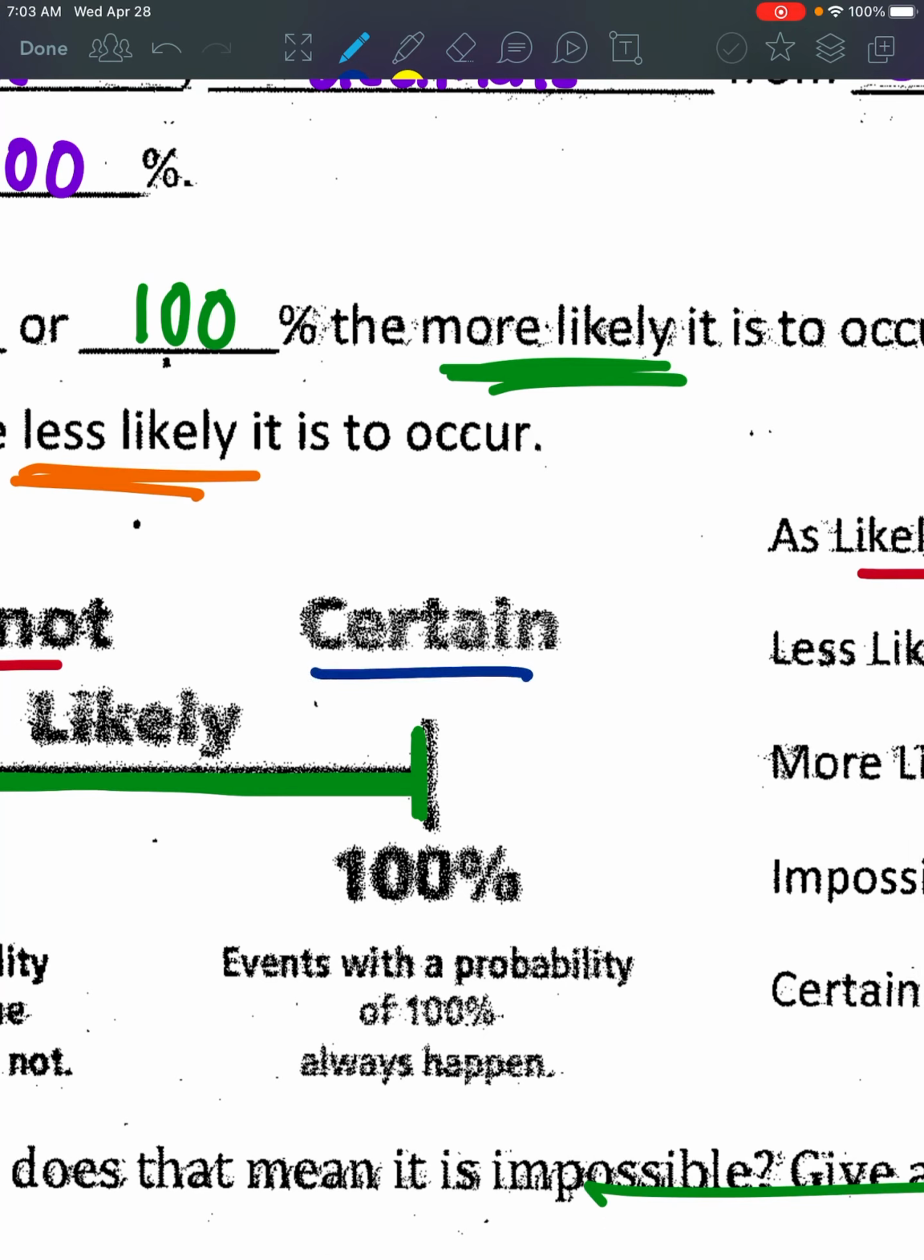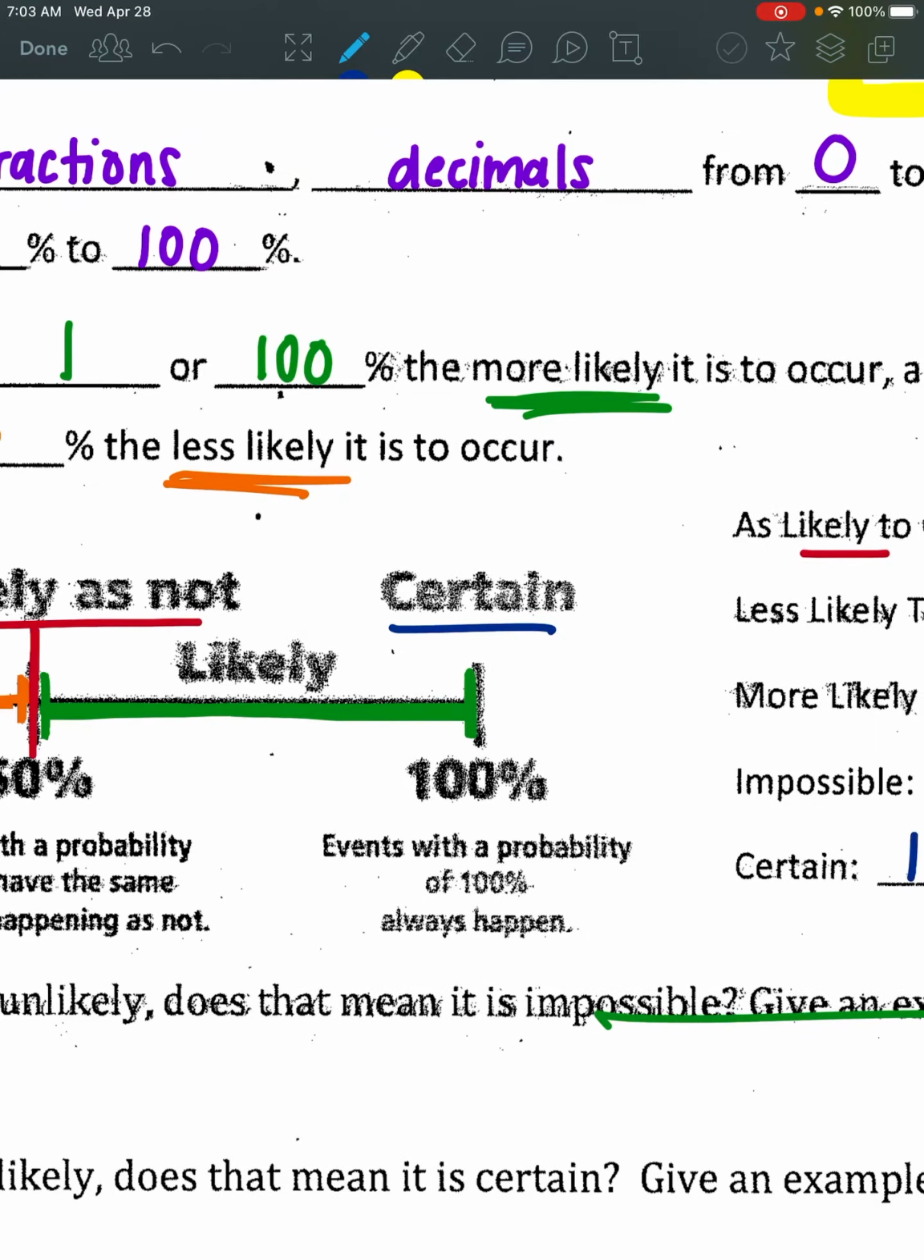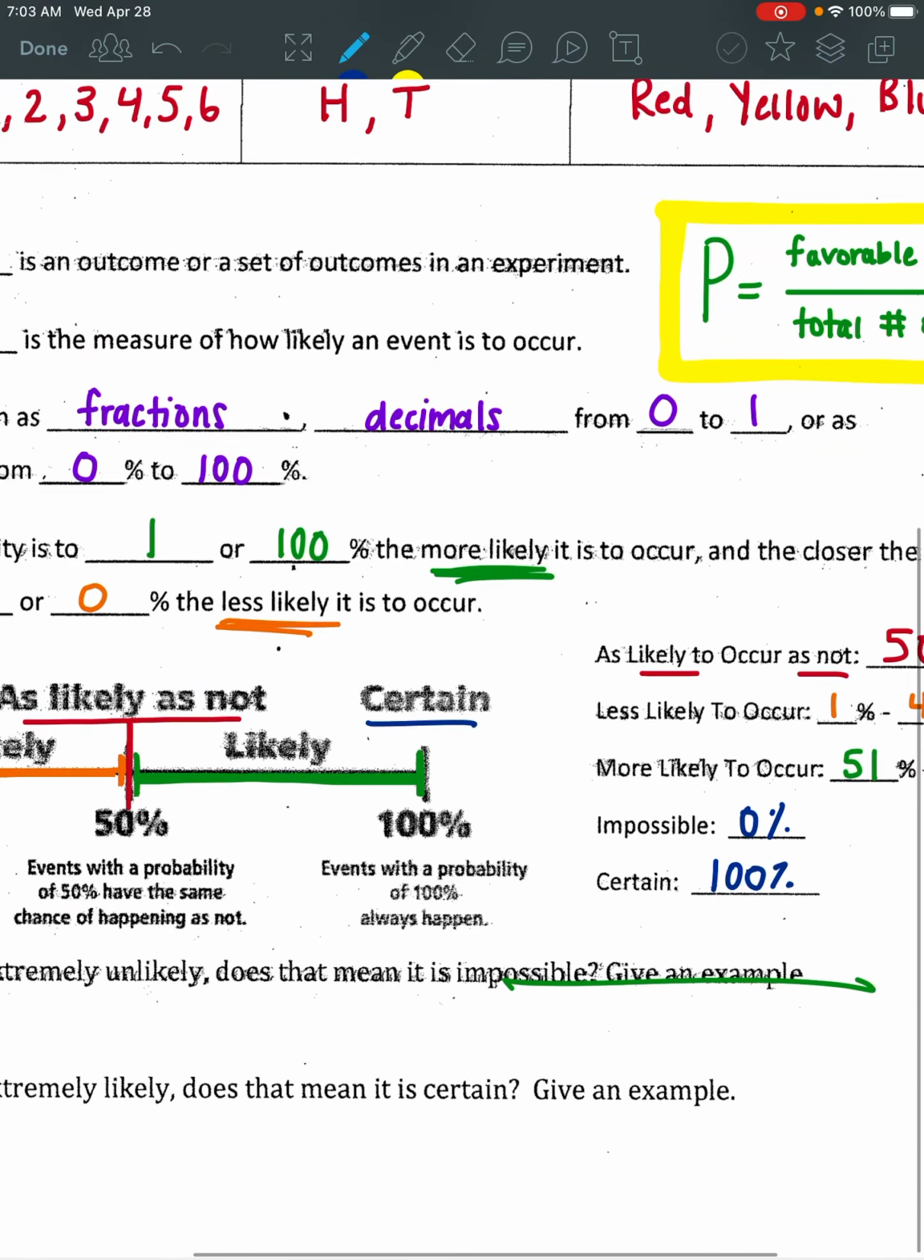So let's say rolling a number on a dice. Well, they're all numbers. We're not going to get a shape or something else on a dice, as long as it's a normal dice. So that would be a certain event, 100%.